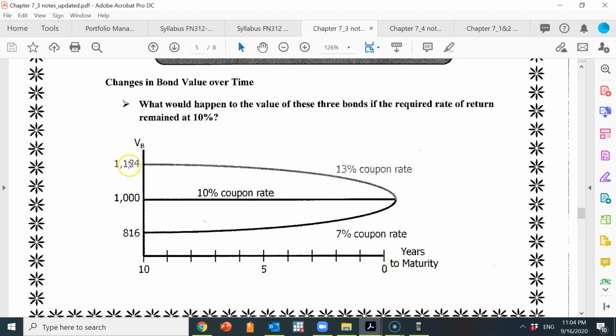For the premium bond, the starting price is 1,184, and the value of the bond declines as more and more coupon payments are paid out. At the end of the maturity date, the premium bond with 13% coupon rate is worth 1,000 because we just have the 1,000 par value. For the discount bond, the price is lower than the par value, 816, because the coupon rate 7% is lower than the yield to maturity, 10%. And the value of the bond actually increases as time goes by. At the maturity date, the bond value increases to 1,000, the same as the par bond.